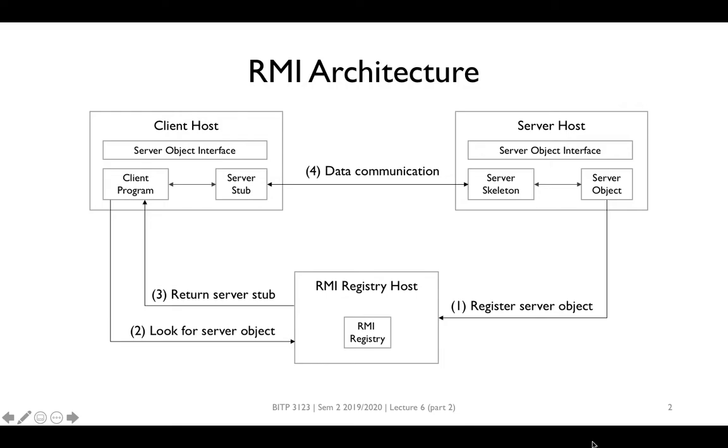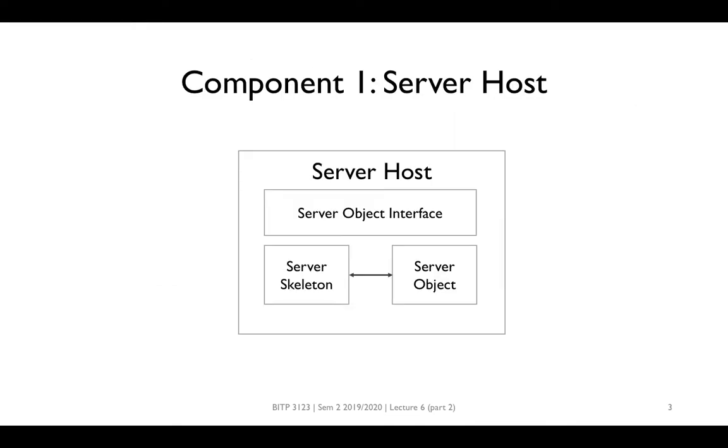There are three main components in the architecture, which are client host, server host, and RMI registry host. Let's have a look at the server host. There are three main components in the server host, which are server object interface, server object, and server skeleton.